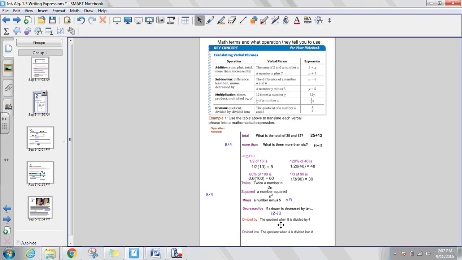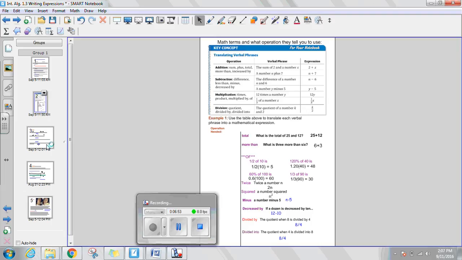Divided by, the quotient, when 8 is divided by 4, we only have 2 left, so we probably know, and they're the same. So we're going to divide 8 by 4. The quotient means division. The quotient when 4 is divided into 8. That's the same thing. We're going to divide 4 into 8. How many times does 4 go into 8? We're using division, 8 divided by 4.